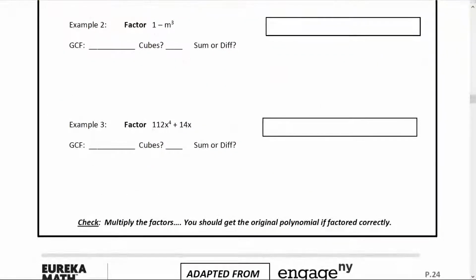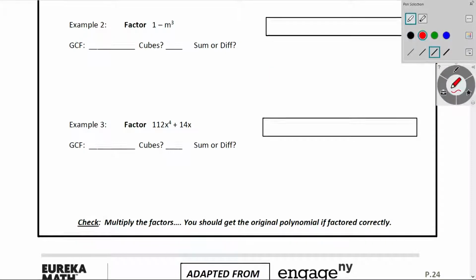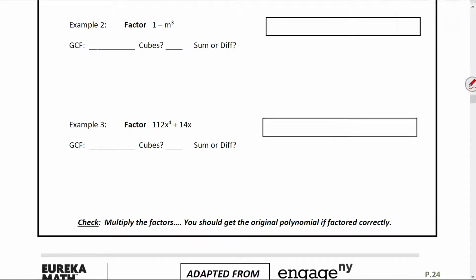Okay, in example 2, we are factoring 1 minus m cubed. Okay, so is there a GCF, a number that divides evenly into 1 and m cubed? And the answer is no. Okay, there's no GCF. Okay, are they cubes? Is 1 something cubed? Well, yeah, 1 cubed is 1. Okay, and is m cubed something cubed? Yeah, it's m cubed. So they are cubes. Okay, and this is a difference.